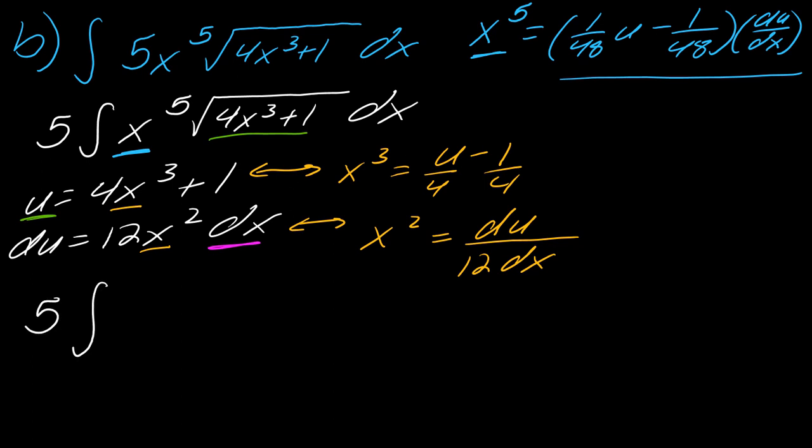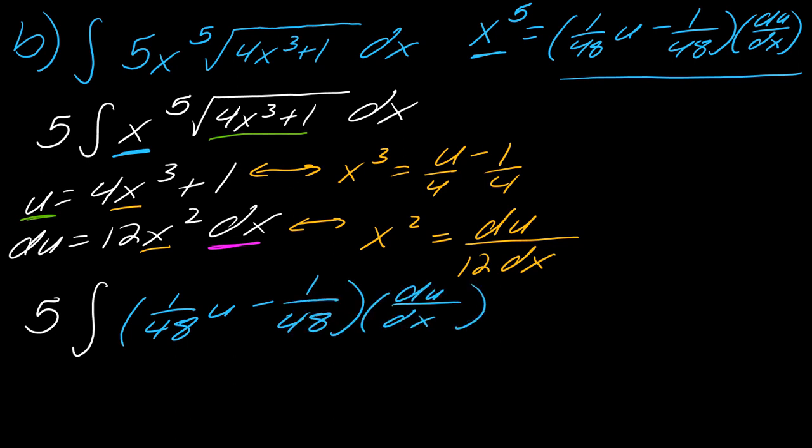So where I have this x to the 5th, I'll write it in blue. This is 1 over 48u minus 1 over 48. And then I had that du dx, so that is now my whole x to the 5th. And then this is times the square root of u. And then I still have this dx over here, okay?